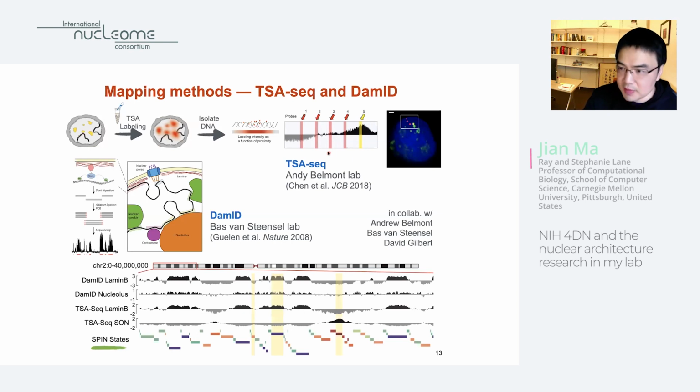So the goal is that we try to generate a genome-wide segmentation. The goal is actually very straightforward: genome-wide segmentation into these color bars. Each color bar refers to a distinct spatial position in the nucleus relative to multiple nuclear bodies. In this case, the input includes DamID lamin B, DamID nucleolus, TSA-seq lamin B, and TSA-seq SON, and what we call SPIN, spatial position inference for the nuclear genome, states.